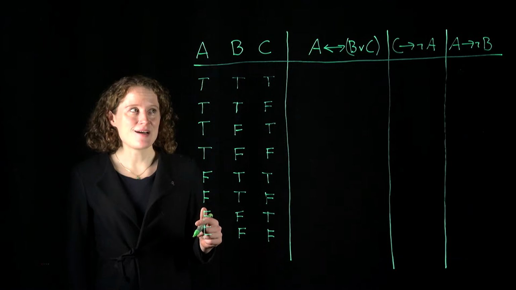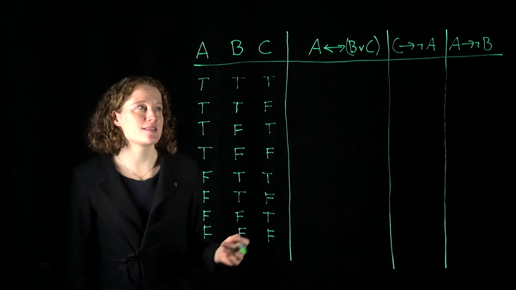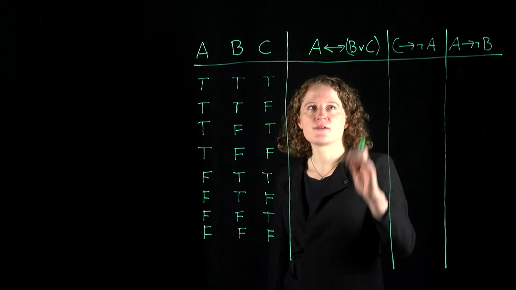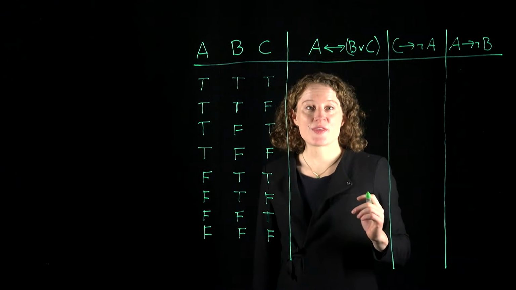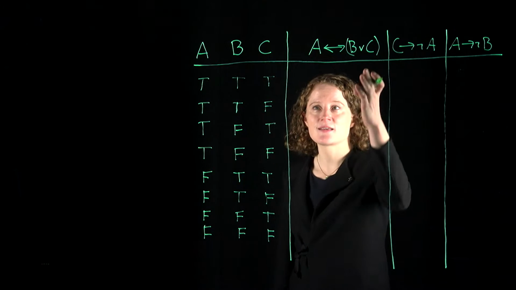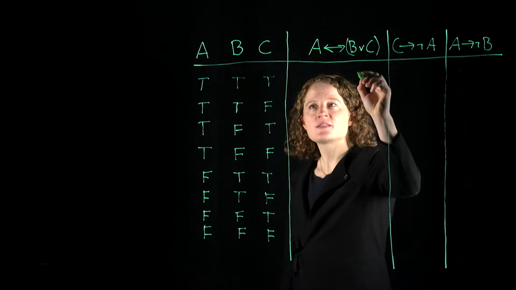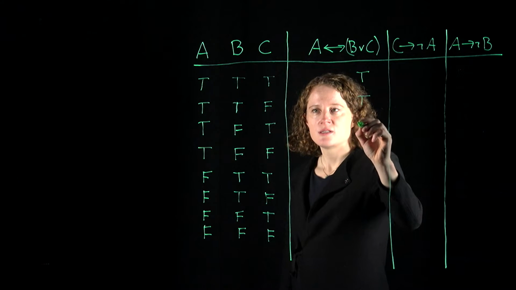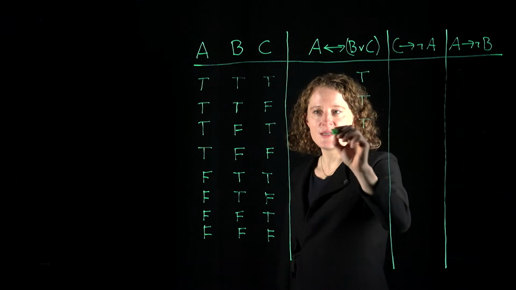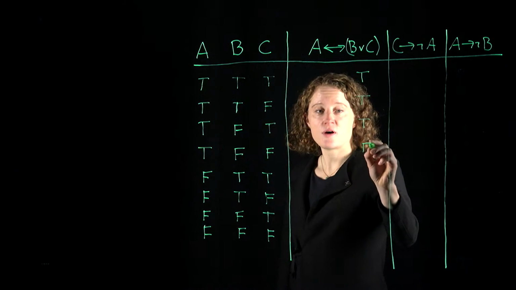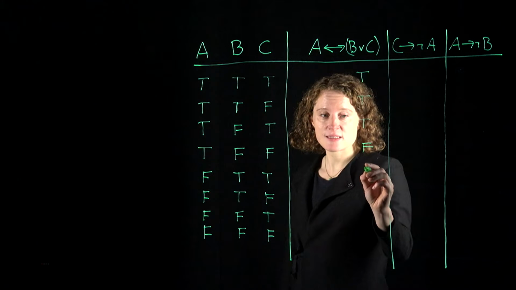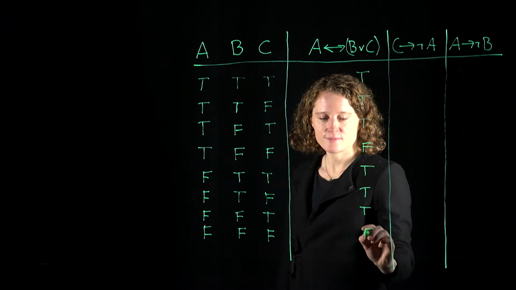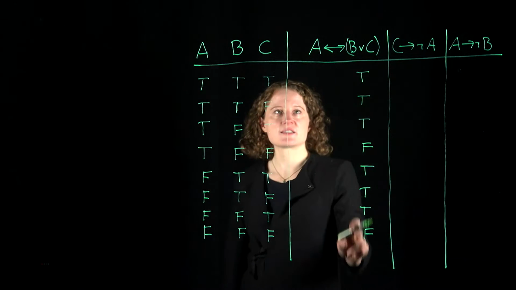Now, to figure this out, we need to fill in the columns under these 3 sentences here. I'm going to start with the first sentence, A, if and only if B or C, and I'm going to start with the innermost connective. That is, in this case, the disjunction sign. Now, B or C is true when both B and C are true. It's true when B is true and C is false. It's true when B is false and C is true. It's false when both B and C are false. And then to fill in the rest, T, T, T, F. Okay, so that's the valuation under the disjunction sign.